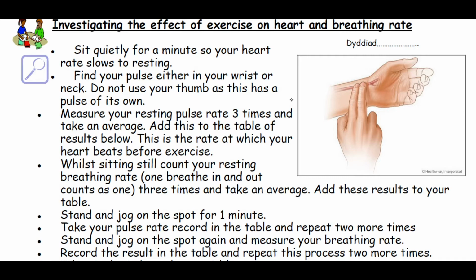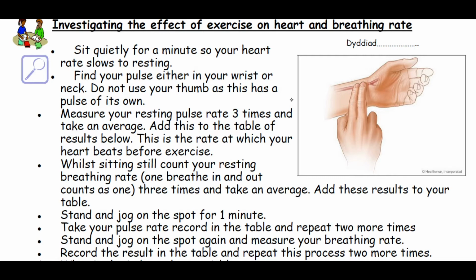Then for looking at both your pulse rate and your breathing rate after exercise, I don't mind what type of exercise you do, whether you stand on the spot and jog for 1 minute, whether you get on a running machine, whether you're bouncing on a trampoline out in the garden, okay? Whatever it is you're doing, you need to do some kind of activity that's going to hopefully raise both your heart and your breathing rate, okay? So you do the activity for 1 minute, and then you take your pulse rate for 1 minute and you record it, and hopefully you should see that that's gone up.